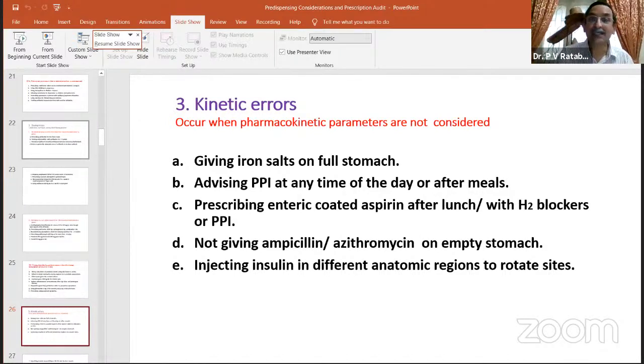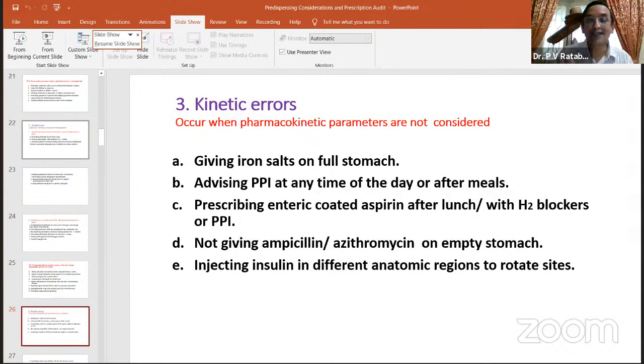Next, injecting insulin in different anatomic regions to rotate sites. Now, you have to educate the patients. When we teach pharmacology of anti-diabetics, we tell them that for injection insulin, the sites have to be rotated. Now, what is the meaning of that? The sites have to be rotated means you cannot inject at the same site every day. That does not mean you inject around the umbilicus on the first day, the thigh on the second day, the buttock on the third day, or somebody else's buttock on the fourth day. It is not rotating like this. Rotation should be in the same anatomic region.